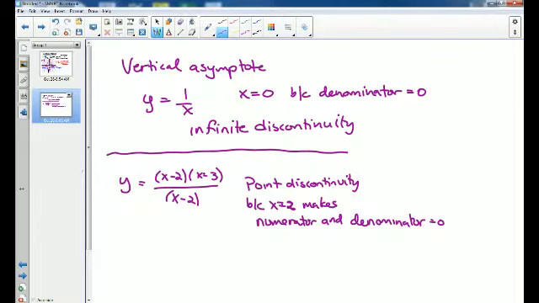So that's vertical asymptotes. Okay? I'm going to hold you to this. Will not present this like that. Very good. Okay. All right.